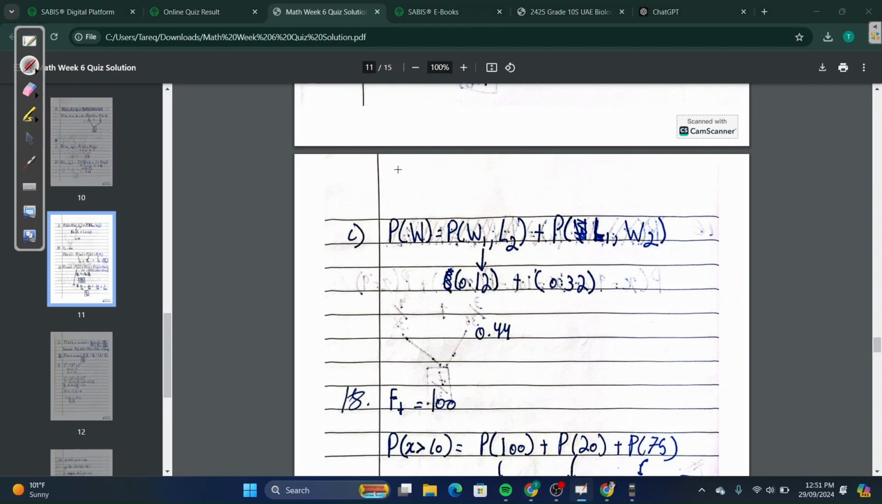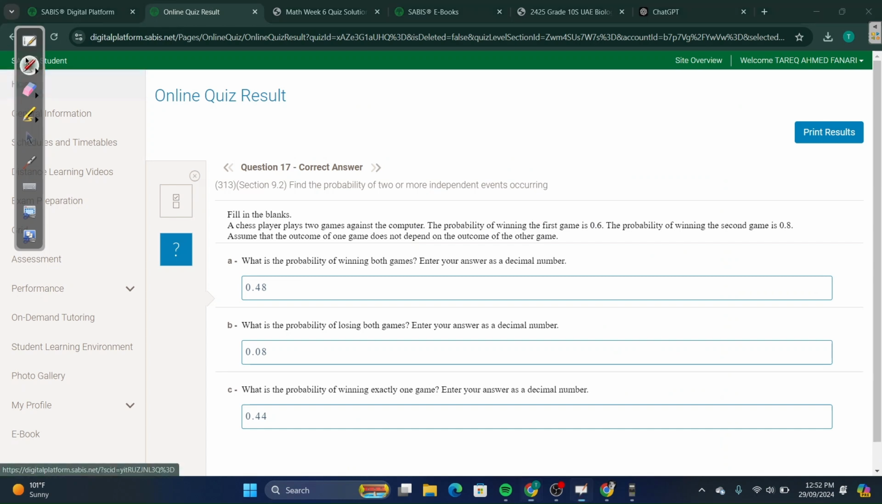So again, let's get your set of probabilities. You have win one and lose the second game. You have win the first game and win the second game. You have lose the first game and win the second game. And you have lose the first game and lose the second game. So this means that they only want the probability of winning exactly one game. So this is gone, this is gone. It's only these two.